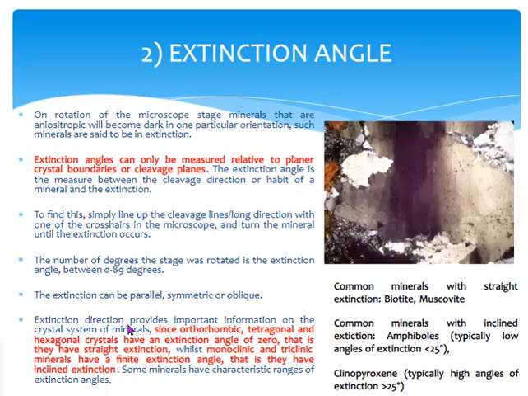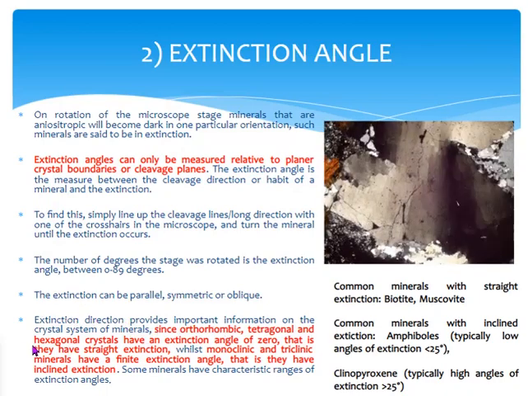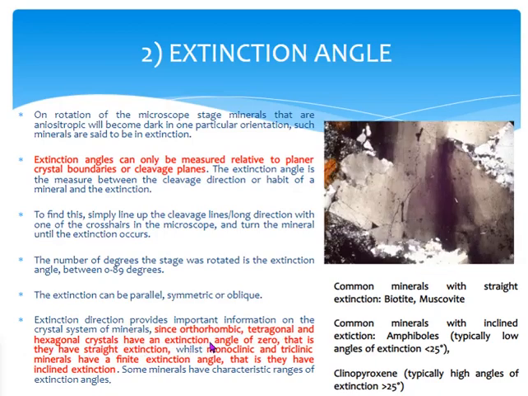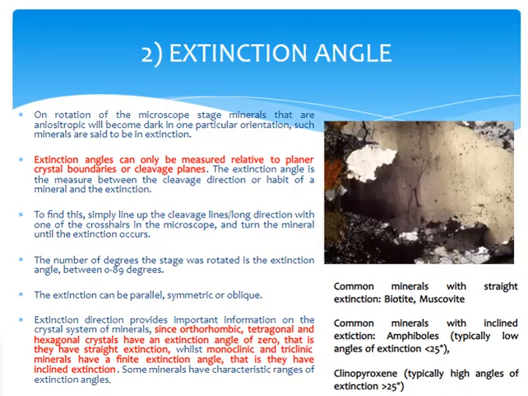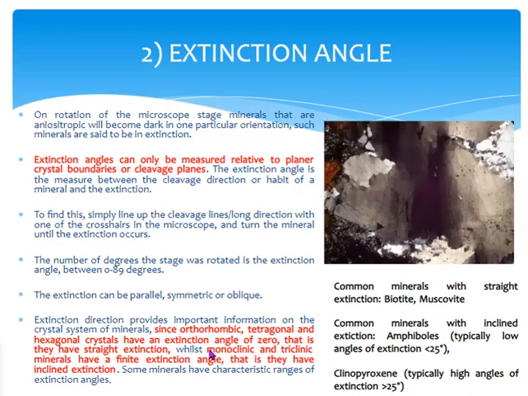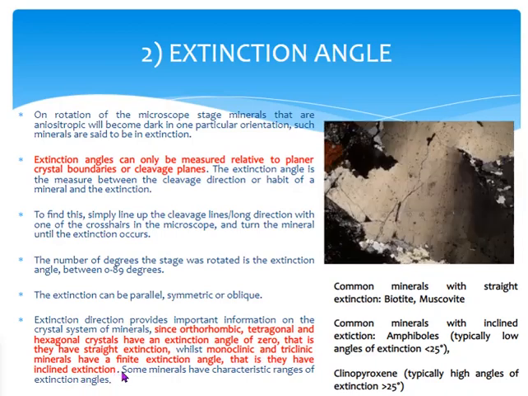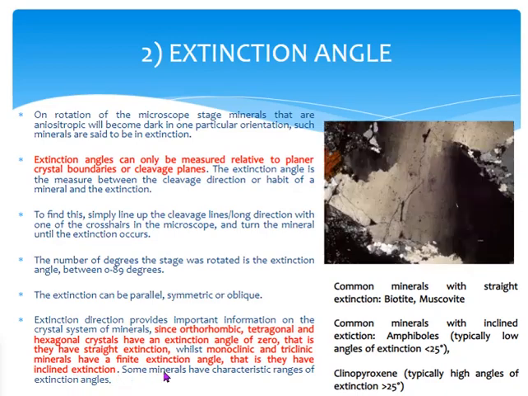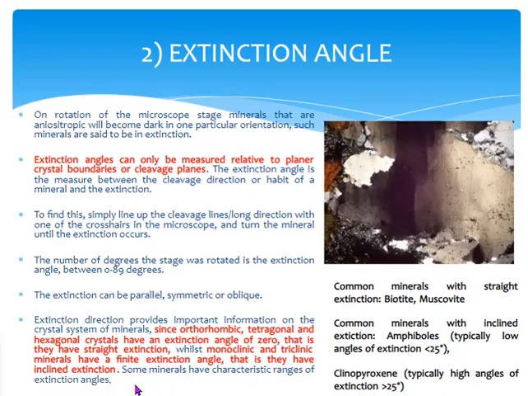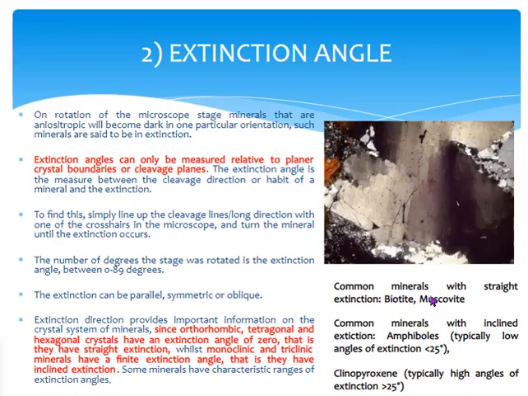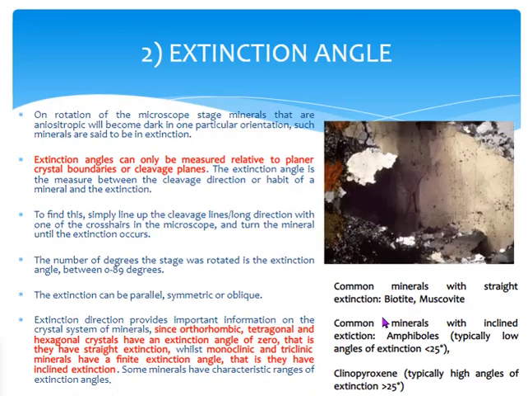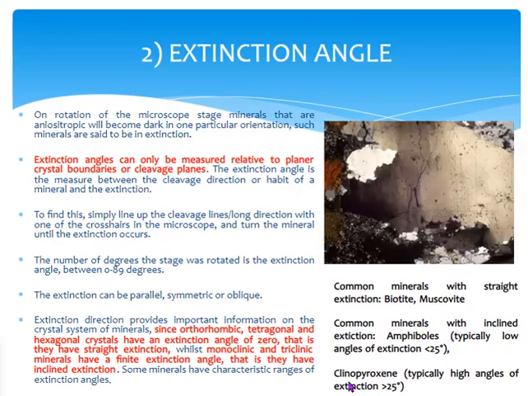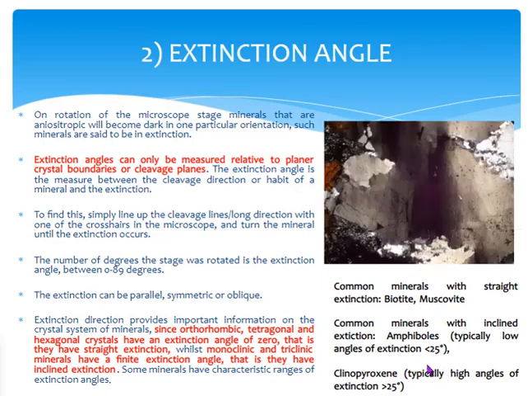Extinction direction provides important information on the crystal system of minerals, since orthorhombic, tetragonal and hexagonal crystals have an extinction angle of 0, that is, they have straight extinction, while monoclinic and triclinic minerals have a finite extinction angle, that is, they have inclined extinction. Some minerals have a characteristic range of extinction angle. Straight extinction is shown by biotite and muscovite, inclined extinction is shown by amphiboles and clinopyroxene also.